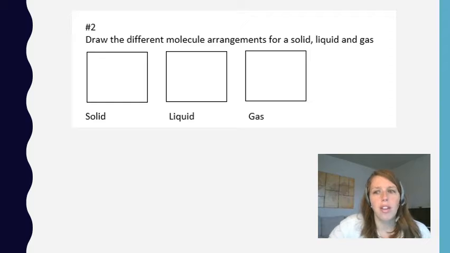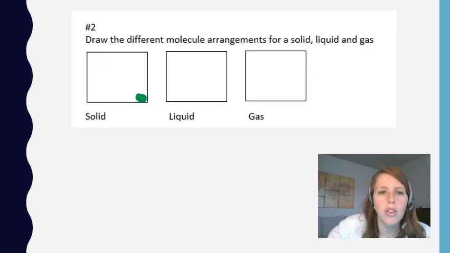All right, this one I think you've got. I think this is easy. So it says to draw the different molecule arrangements for a solid and a liquid and a gas. And it wouldn't be appropriate to talk about this without dancing a little bit, right? So remember that the molecules in a solid are still moving, right? The molecules are really close together. So you can draw those molecules.